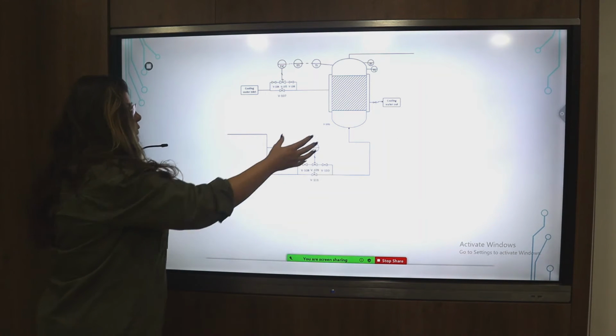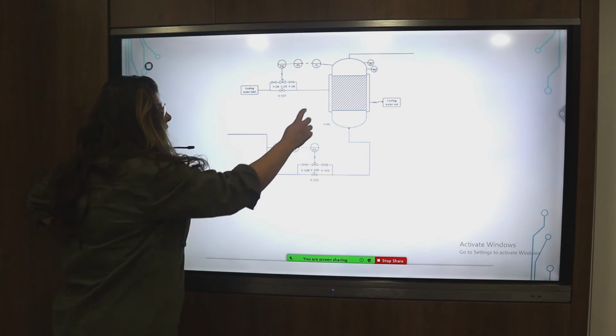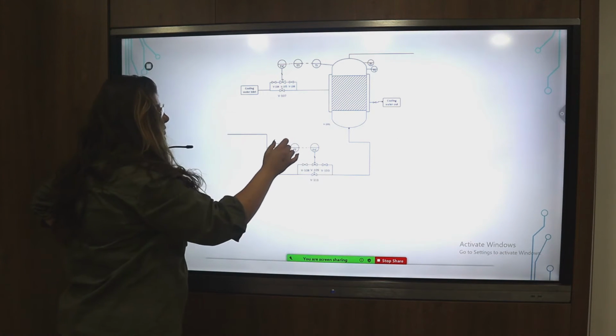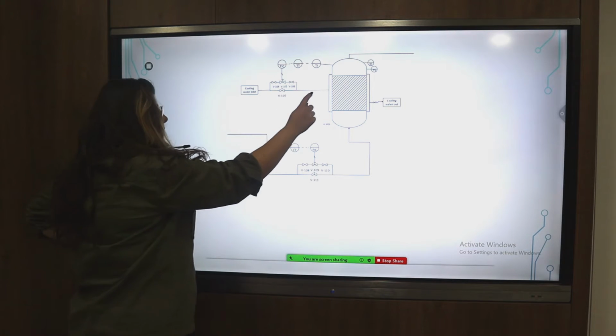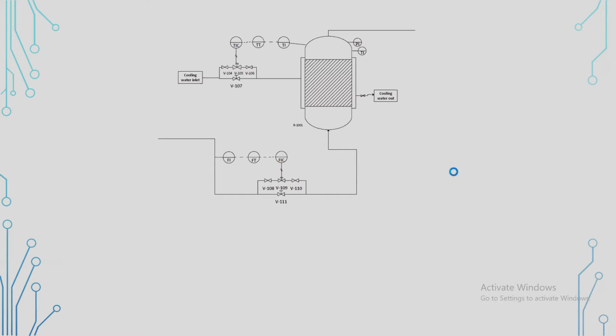So for example, look at this. We have a reactor. This part is the cooling jacket, and we have cooling water inlet and cooling water outlet. This cooling water will keep the reactor at a temperature of a certain value. So we will connect the cooling water with the temperature inside the reactor. This is my temperature control loop when it comes to the reactor.